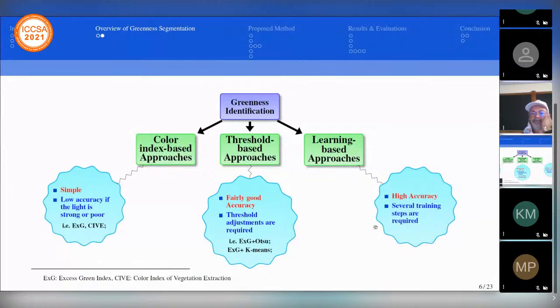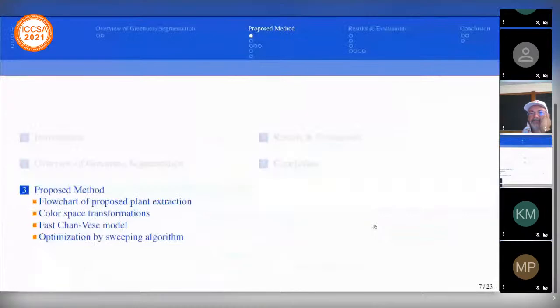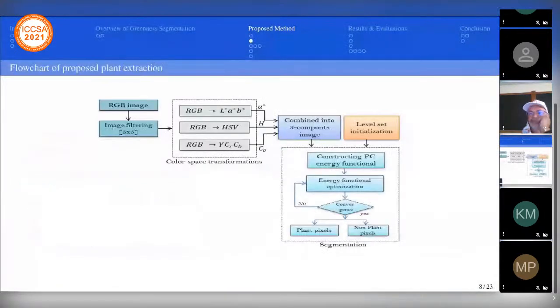Let's present now our proposed method. To make it easy to understand, I presented its flow chart. Our algorithm consists of two blocks. The first one is for color space transformations. The second one is for the segmentation issue. A pre-processing step is needed to reduce noise.